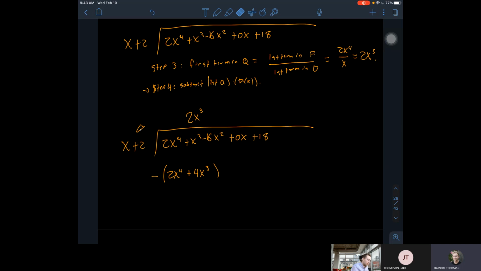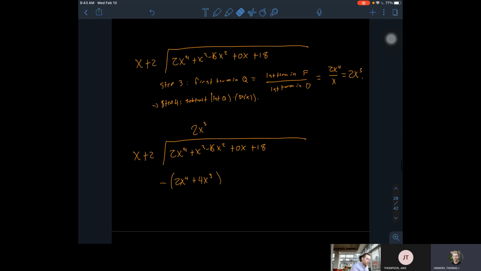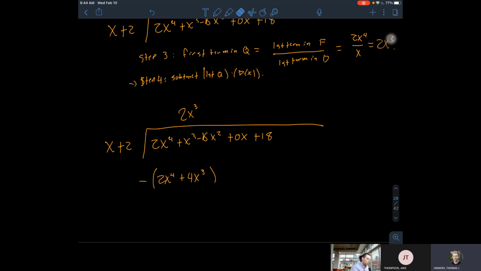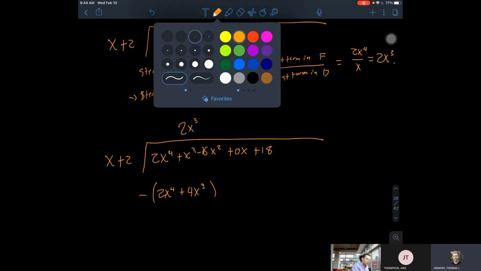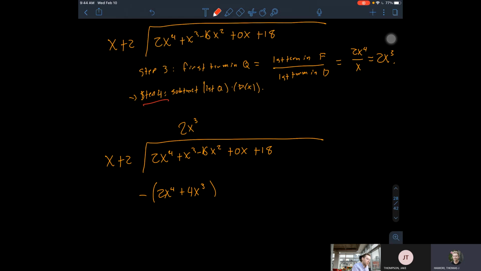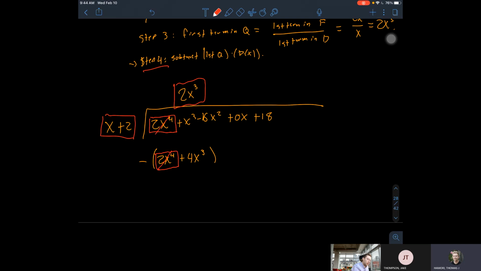Okay. So the reason that we did step 3 in the way that we did was because we knew step 4 is coming. And we want to choose this number such that when we multiply it times this polynomial, the first term of it is going to be the exact same as the first term of what we are dividing, such that when we subtract them, they're going to cancel.